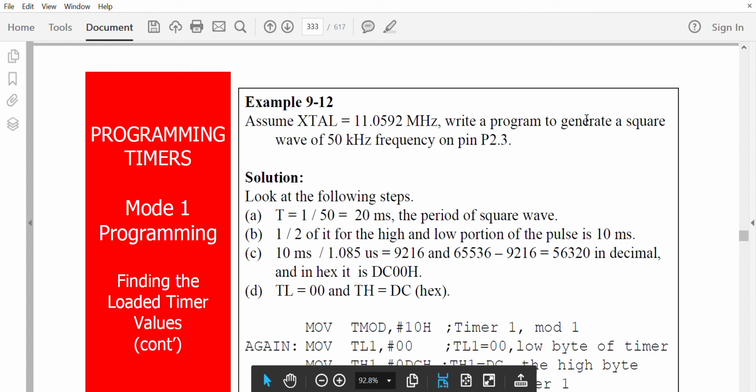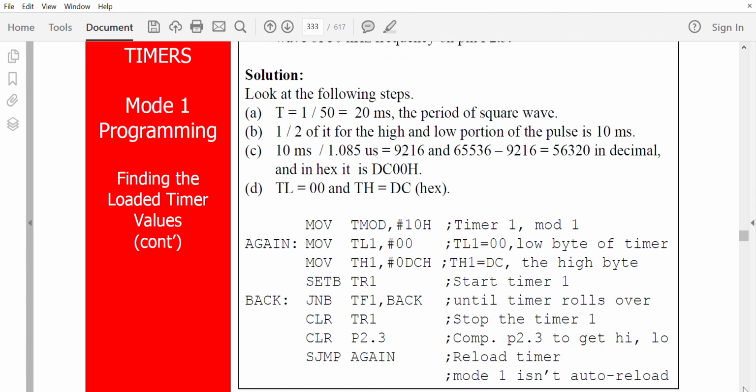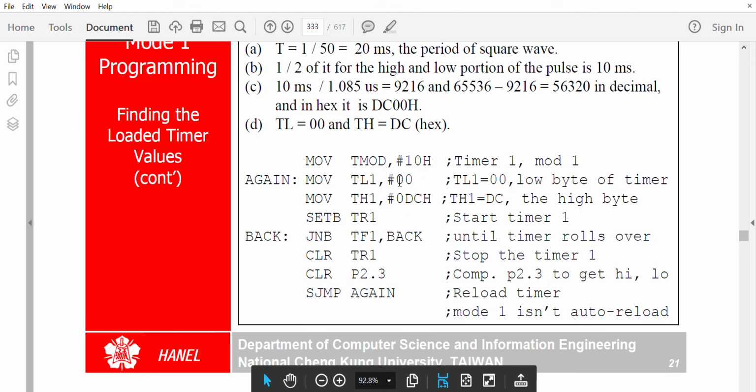Again here the frequency has been changed, to 50 kilohertz. So T is equal to 1 by 50 kilohertz, 20 microsecond, that is the period. Half of it is 10 microsecond. 10 microsecond divided by 1.085 microsecond, you will get a value, subtract it from 65536. You will get a decimal value, convert it to hex, and then separate it into TL and TH and put it in the program.